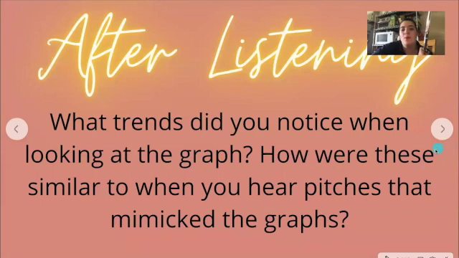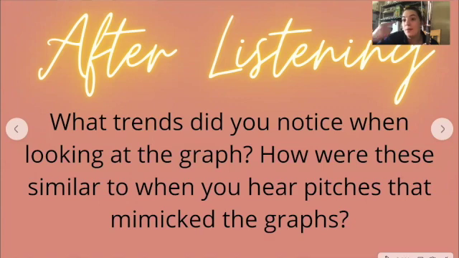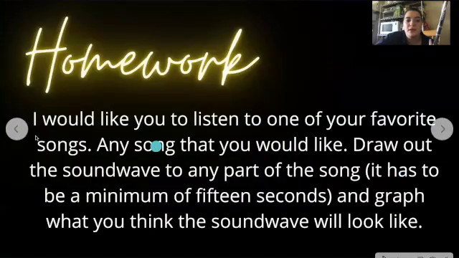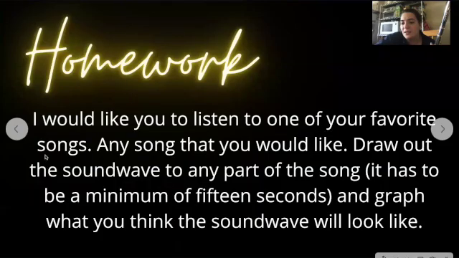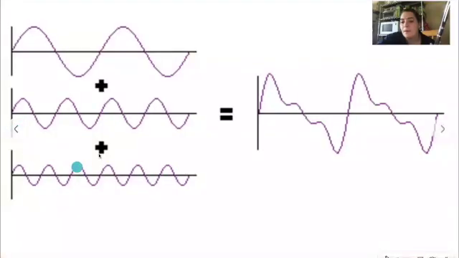So after listening to all the music that I just played you, which mind you, not a professional, what trends did you notice when we would look at these graphs, and how are these similar to when you hear pitches that mimic these graphs? So like an example, there's a high frequency in the bottom graph on the left side compared to the one on the top, because the pitch is higher. And the pitches are higher, which make this a closer frequency. So take a couple minutes to answer that question.